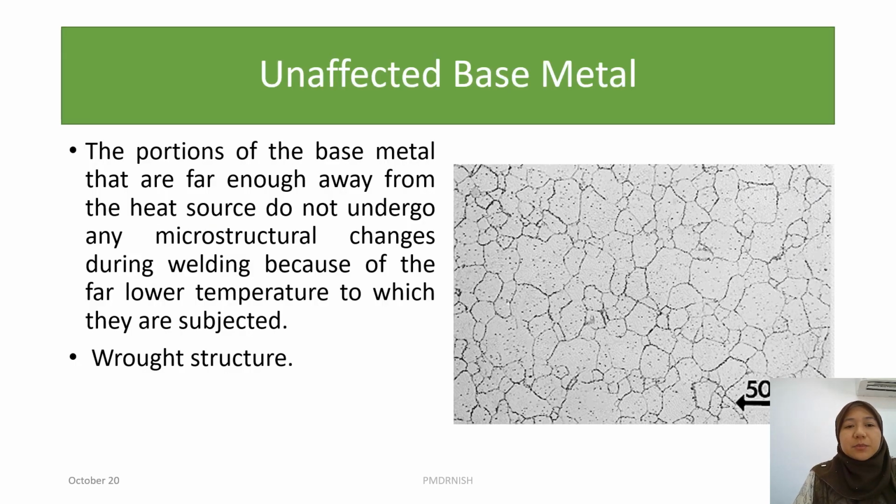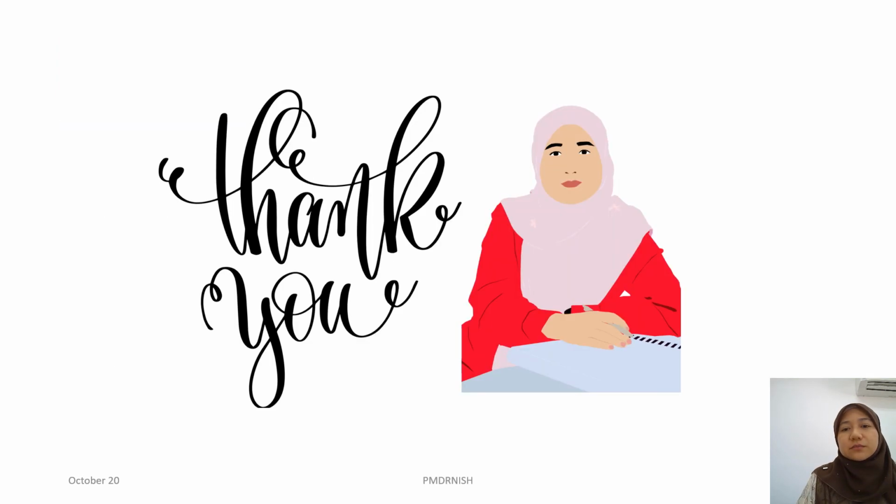Unaffected base plate: the portions of the base metal that are far enough away from the heat source do not undergo any microstructural changes during welding because of the far lower temperature to which they are subjected. So normally they are in the form of rod structure. Rod structure is formed after any forming process, normally after forging or rolling process of the base plate. So you will see very distinct grain boundaries and it is in the form of rod structure.